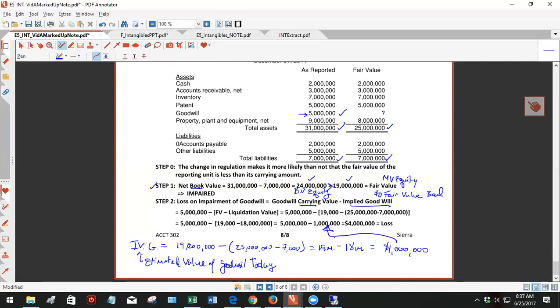So this goes right here: your book value minus your implied value of goodwill equals the loss. Okay, so it's on your books for 5 million. You estimate it's worth 1 million. So your loss is 4 million. Okay, and the new carrying value is 1 million. So that's goodwill impairment. It's a little tricky. Practice it. Do a few more extra problems. The ones in your book are very good. But remember, step one, low fair value is bad. If it's a low fair value, lower than the book value of equity, then it's impaired.